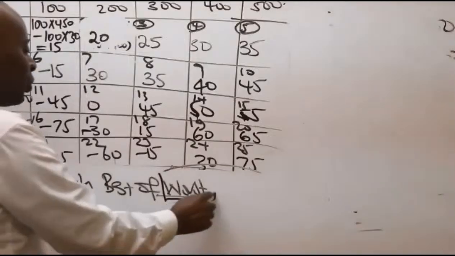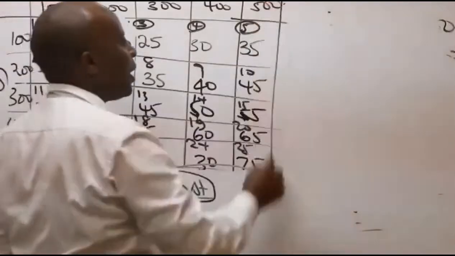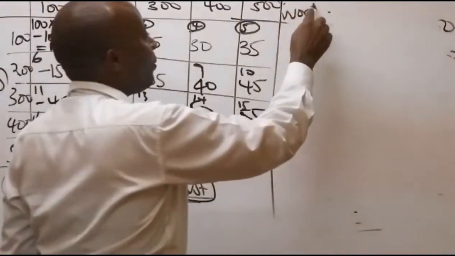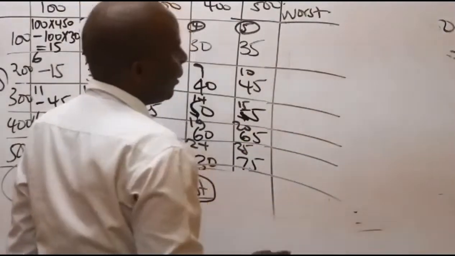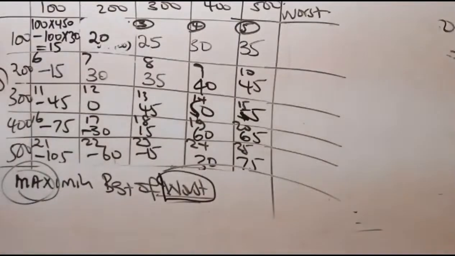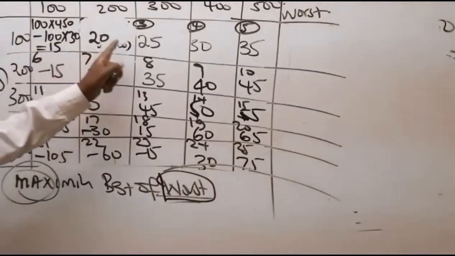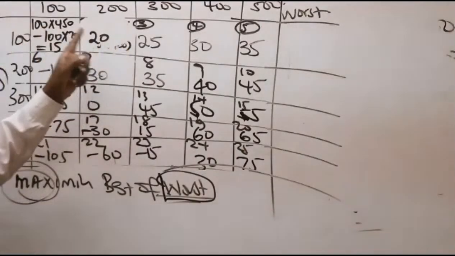So we need to start with worst. Create a column here for worst. For worst, for each row, each alternative, we select the worst profit, which will be the lowest profit.